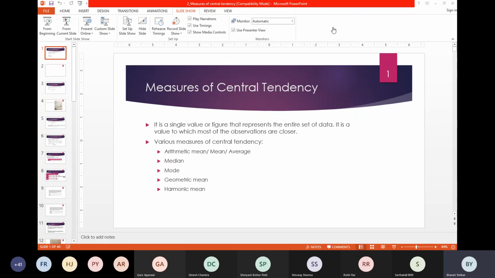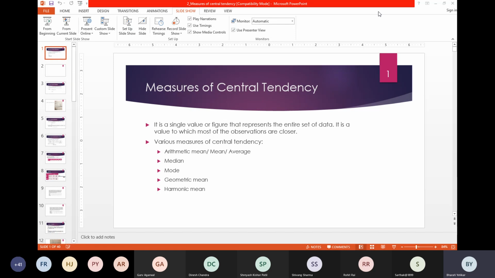So I was telling you, this is Unit 2, and that is measures of central tendency. It is a single value or figure, a number, a numerical value that represents the entire set of data.